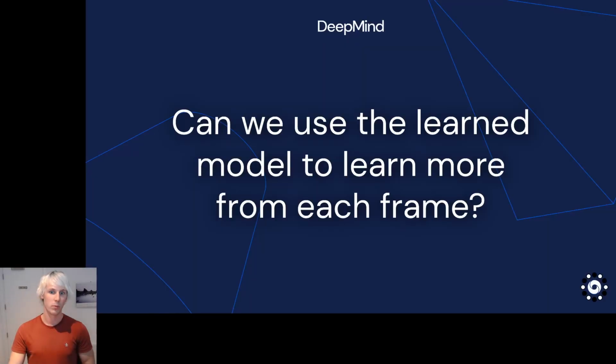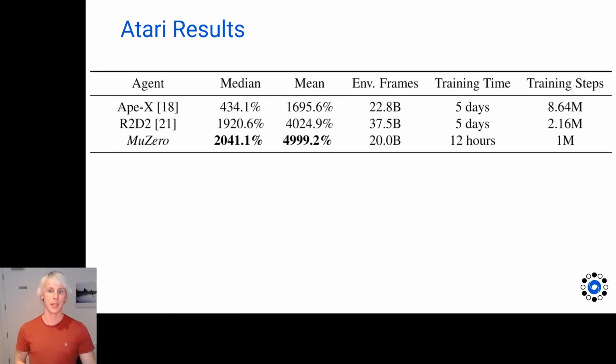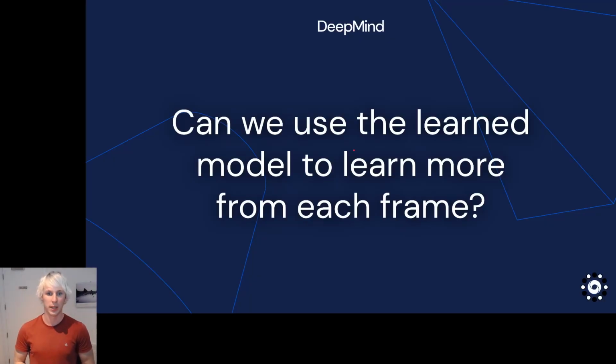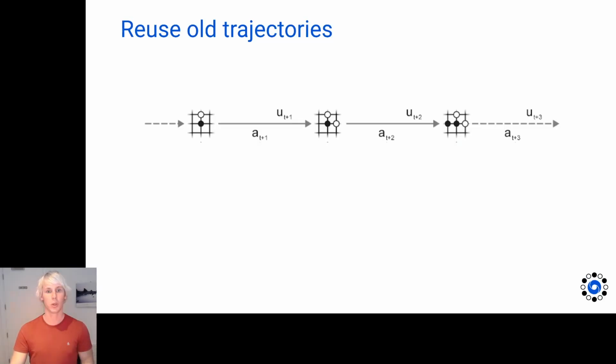Now, we've seen that we can get very good results from our learned model, but can we also use it to maybe learn a bit more efficiently? You might argue 20 billion frames is an awful lot of frames. Certainly a human does not play this many frames of Atari. Maybe we can use our learned model to approach this performance, but using much less data.